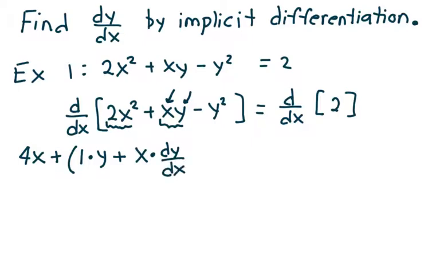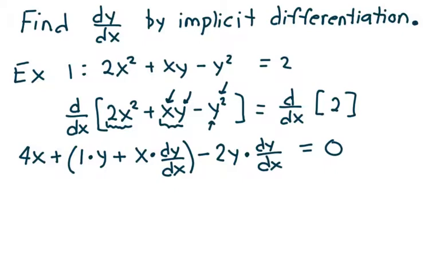Okay? And then to take the derivative of y squared, remember that you're taking the derivative with respect to x. And so I'm going to apply the chain rule here. And so the derivative of y squared is going to be 2y times the derivative of y with respect to x, which is written as dy dx. The derivative of 2 is just 0.